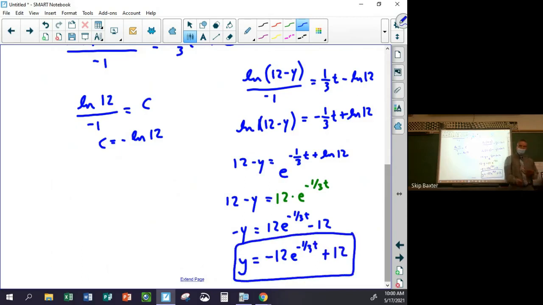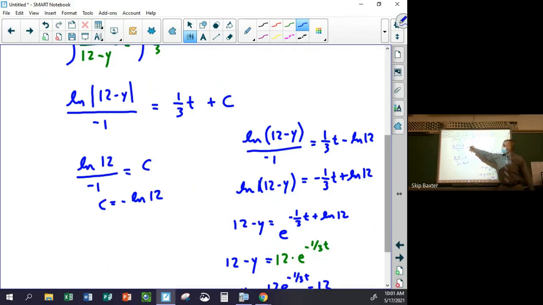You have to solve for y. If you don't solve for y, you don't get full credit either, because it says find y equals a of t. So you have to solve for y. That's a point in the process. So remember, this would be like a 5-point question. You get 1 point for separating the variables, 1 point for each antiderivative. So that's 3. 1 point for finding the correct value of c, and 1 point for solving for y.